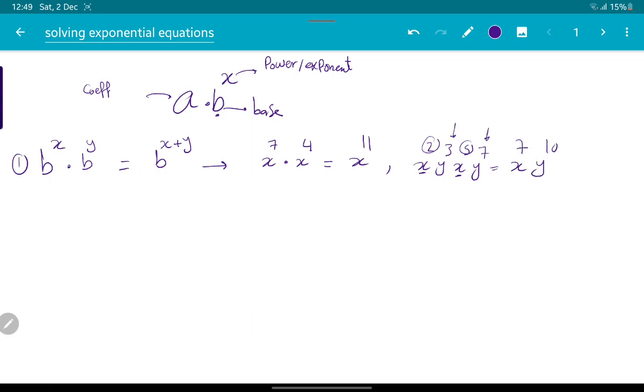this will be 10. Number 2, if we are dividing x power a divided by x power b, when we divide we subtract the powers, so this will be x power a minus b. If we have x power 7 over, as a fraction, x power 4, this will be x power 7 minus 4, and we simplify, this will be x power 3.